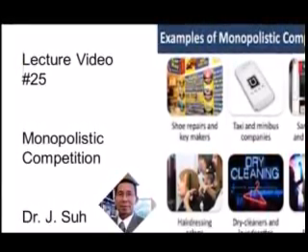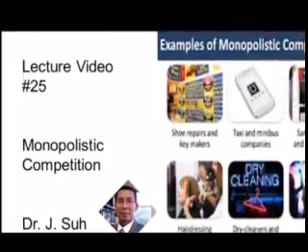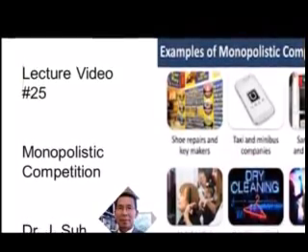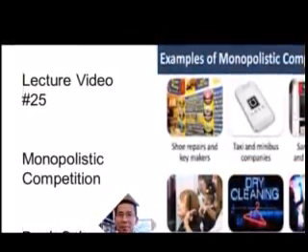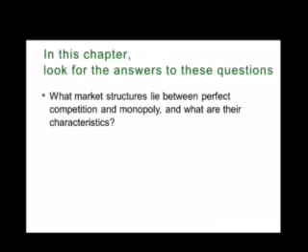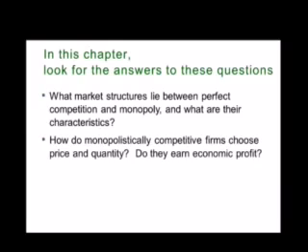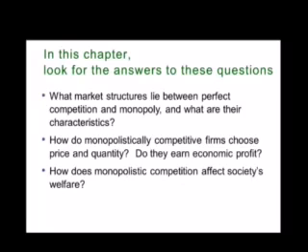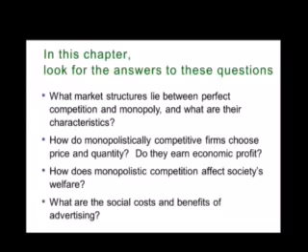Hello class, so today we're going to talk about chapter 16, and chapter 16 is monopolistic competition. So we're going to look at certain aspects of monopolistic competition. We're going to see what structures lie between perfect competition and monopoly and what their characteristics are. One of them is monopolistic competition, the other one is oligopoly. We're going to see how monopolistically competitive firms choose their price and quantity, and how they earn profits, or whether they earn any kind of economic profit. We're going to see how monopolistic competition affects society's welfare, and we're going to look a little bit at the social costs and benefits of advertising.